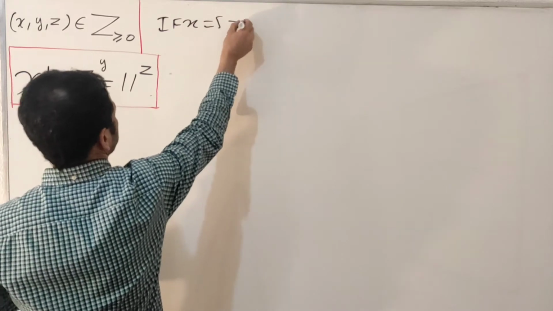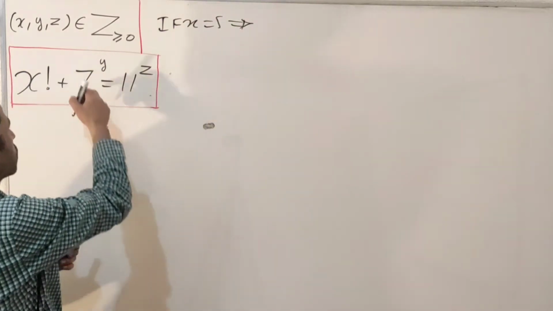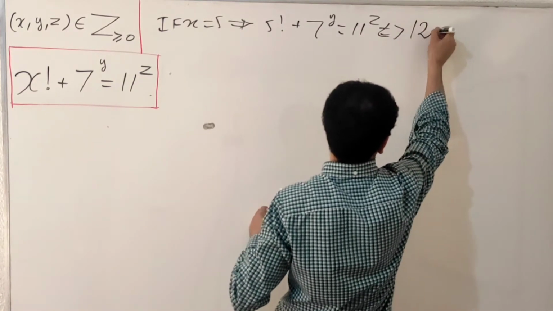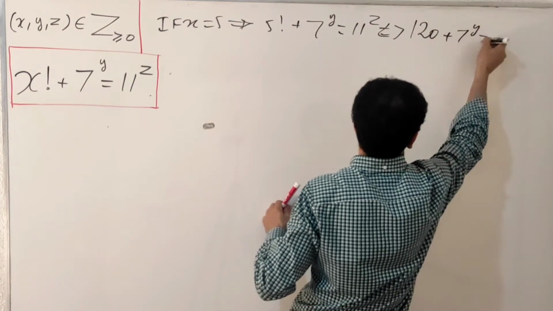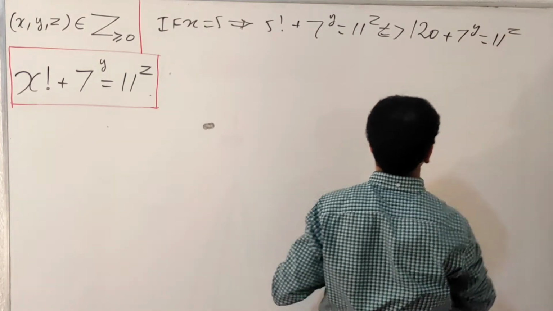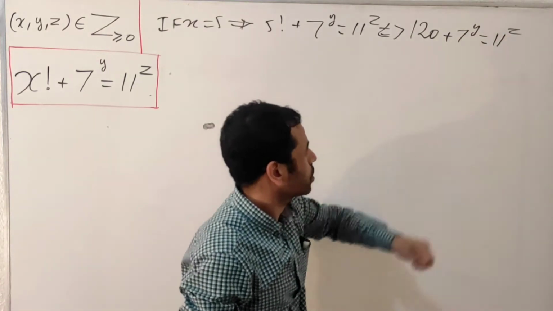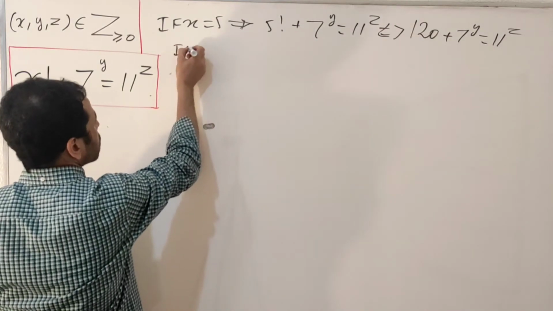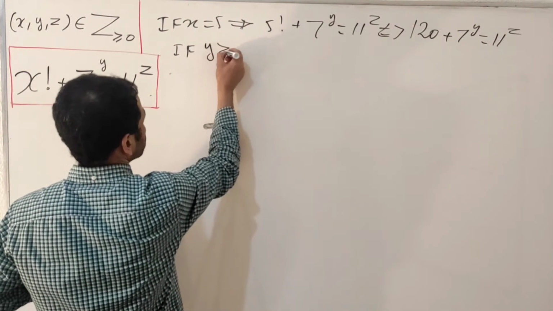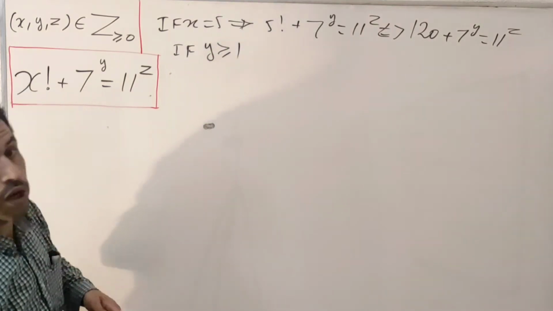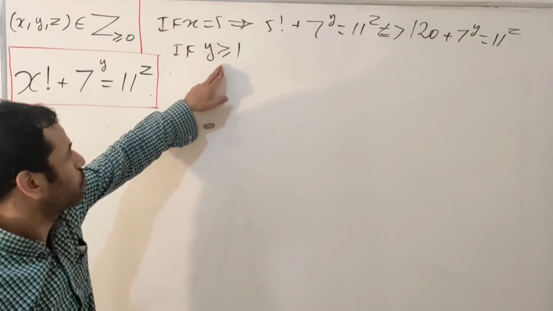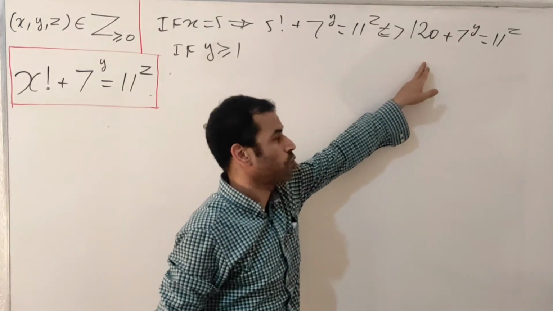x equals 5. I'm going to do the same job. I will have 5 factorial, which is the same as 120, plus 7 to the y equals 11 to the z. Okay? I'm going to reduce this one mod 7. But I'm going to check if y is greater than or equal to 1. I'm going to work on this assumption.